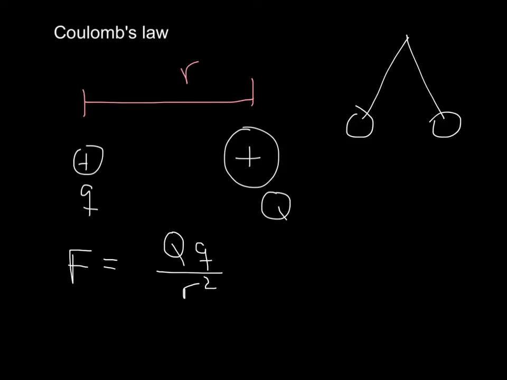And finally, I need a constant, because the units of this are not the units of nature. So to transform between our units and nature's units, I add a constant called k. Now, it turns out that k is equal to 8.99 times 10 to the 9. And what do you think the units are going to be? Pause the video and tell me.